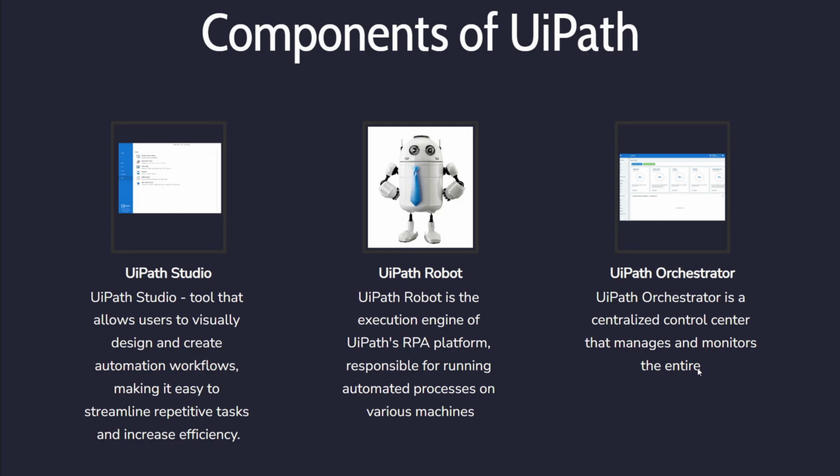So what are the components of UiPath? There are three major components. We build our process with the help of UiPath Studio, execute our process with the help of UiPath Robot, and monitor or log our process execution with the help of UiPath Orchestrator.